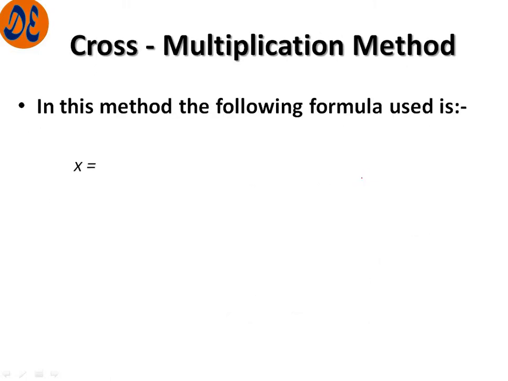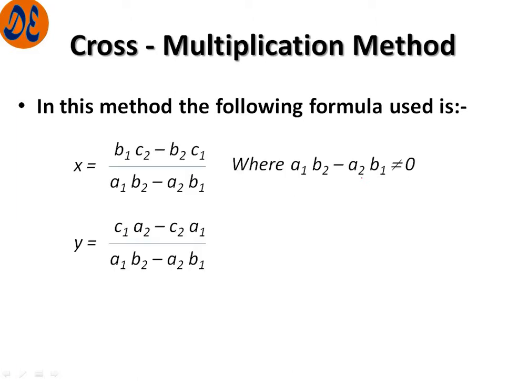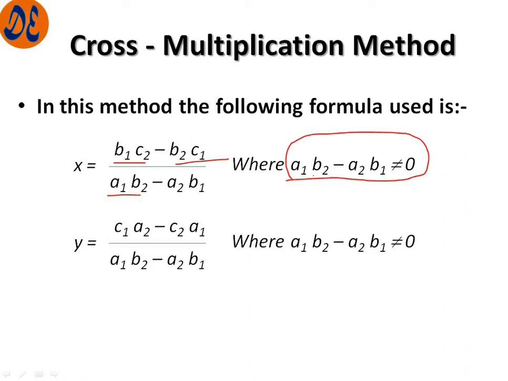Considering this, we will now study today's topic: the cross multiplication method. In this method, the formula used is x equals b1 into c2 minus b2 into c1 divided by a1 b2 minus a2 b1. Here the condition is that a1 into b2 minus a2 into b1 should not be 0.